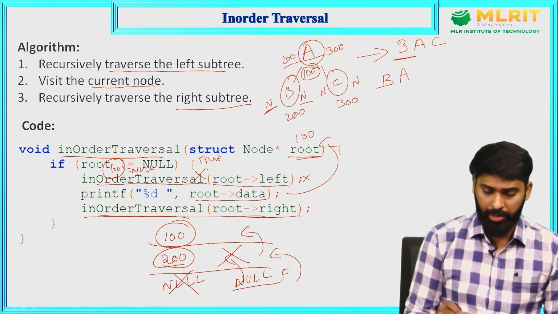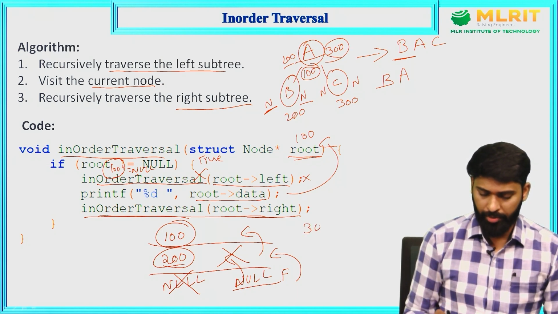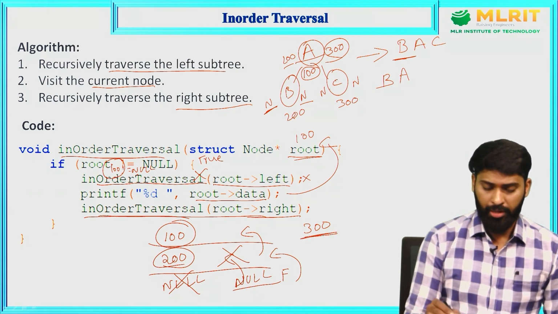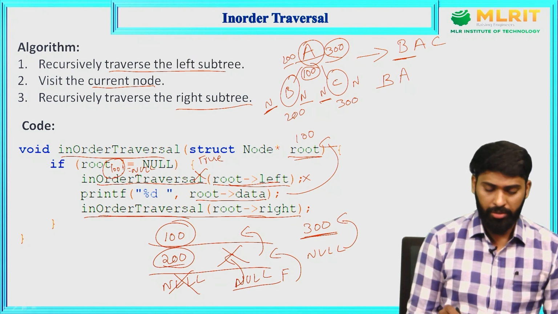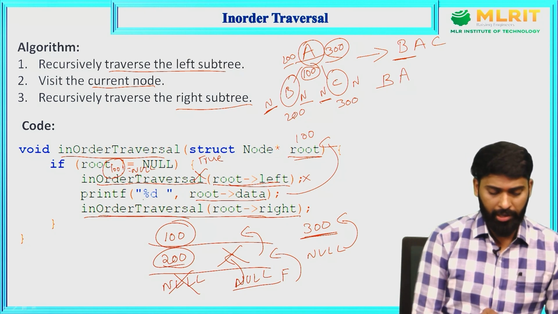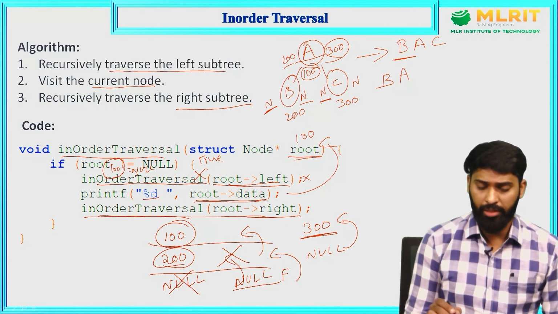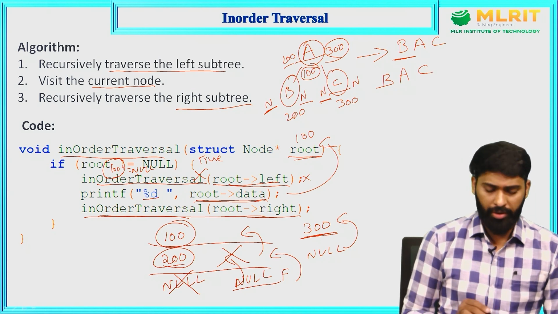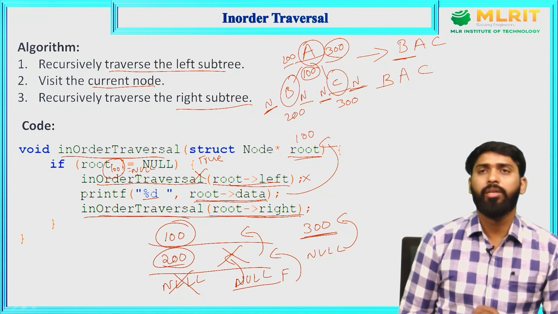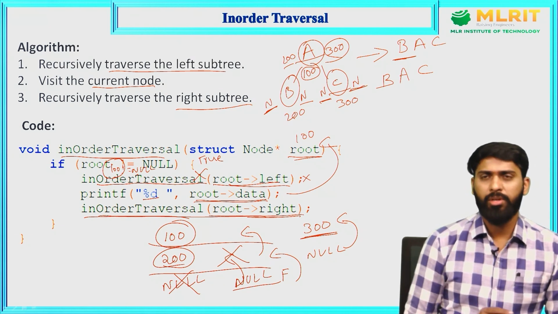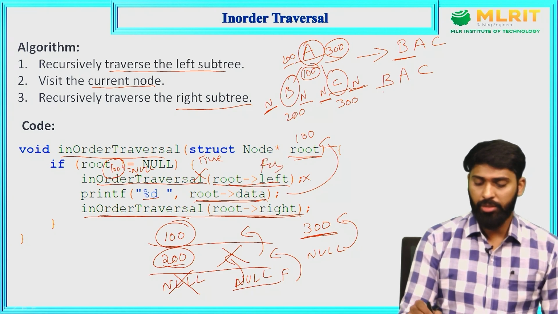For 100, right is 300. Now, what is the root? 300. So, 300 arrow left is null. Now the root is null. Null not equals to null, false. Again we move to the previous call. So, the root is 300. Now, print the data %d. So, 300 arrow data, that is C. Now, again we call the function in-order traversal with root arrow right, that is null. Null not equals to null, false. So, this is the output.